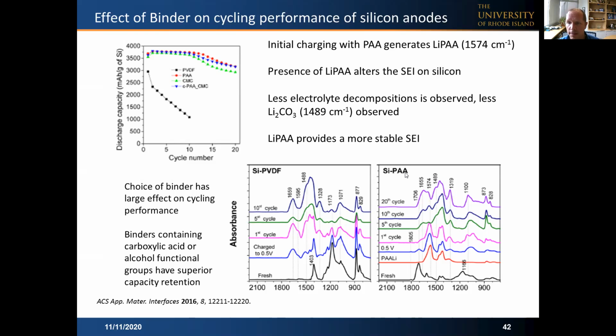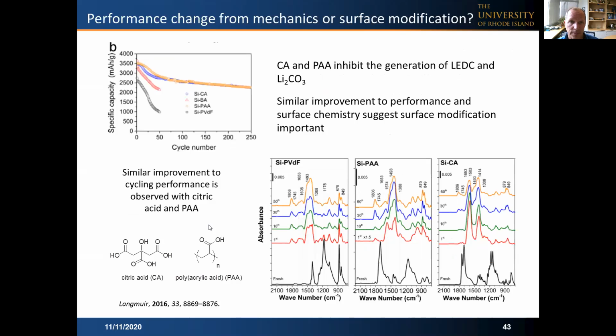However, in the case of the silicon PAA electrode, we start off with the fresh laminate, and we look at the lithiated PAA. And first off, what we can notice is upon making the laminate, the IR spectrum of the polyacrylic acid changes, and we have what is effectively lithiated polyacrylic acid. Now, also, as we cycle this, we see some lithium alkyl carbonates, we see some lithium carbonate, but the changes with additional cycling are much, much less for the polyacrylic acid sample than in the PVDF sample.